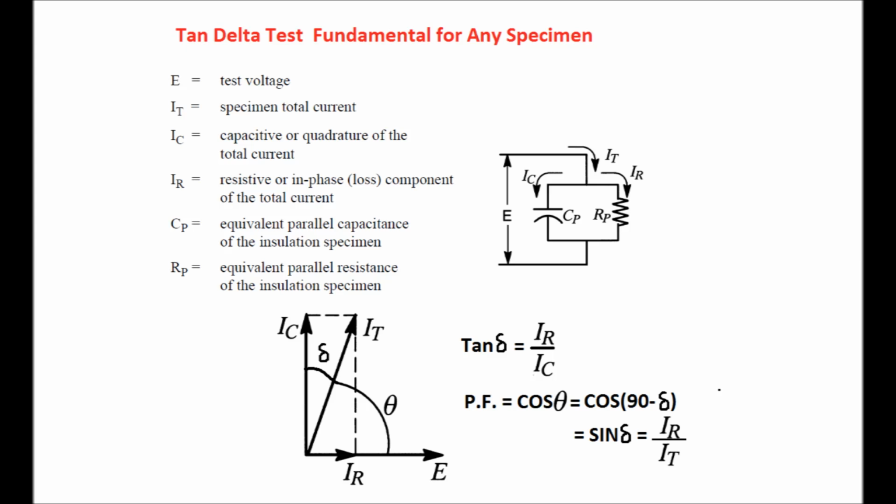Power factor can be defined as the cosine of the angle between voltage and current, that is cos theta. Cos theta is equal to cosine of 90 minus delta, which equals sine delta, which is equal to IR divided by IT, that is the resistive component of the current divided by the total current.